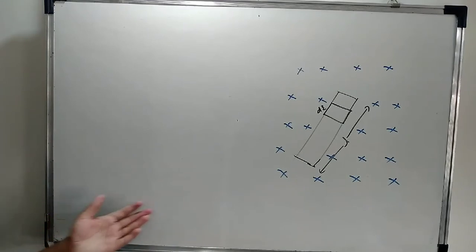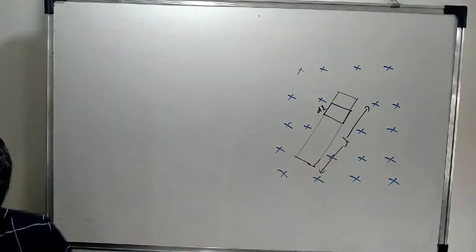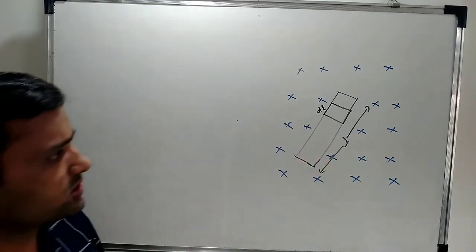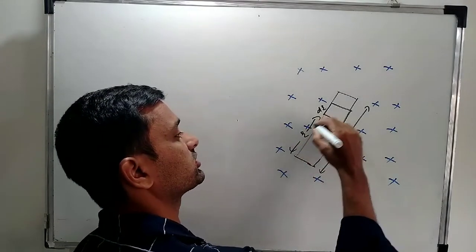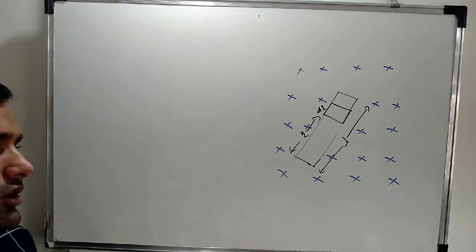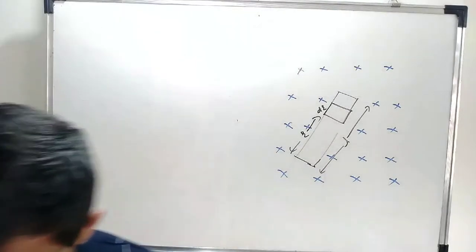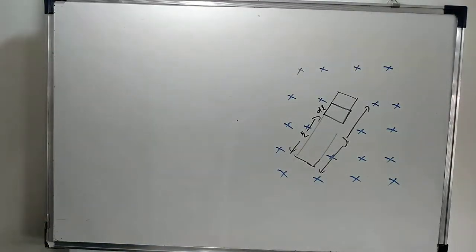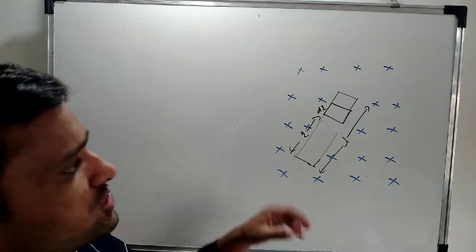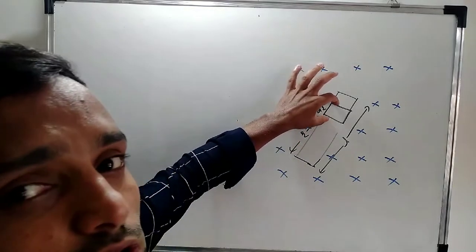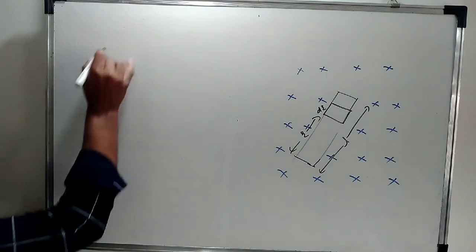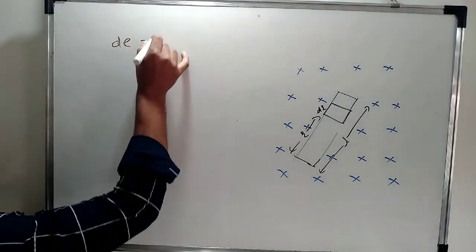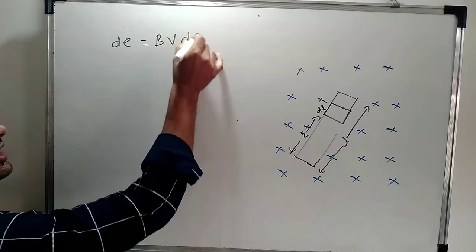So here we have considered a small length element dr. The distance of dr from one end of the conductor is denoted by small r. Now, how to get the value of induced EMF across the length dr? The induced EMF is given by dE is equal to B V dr.